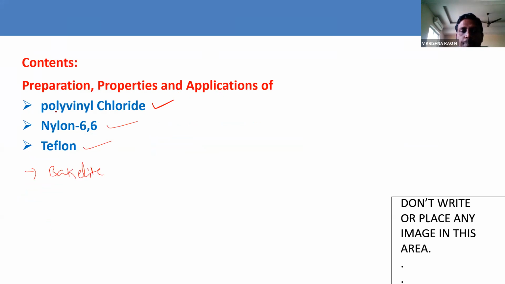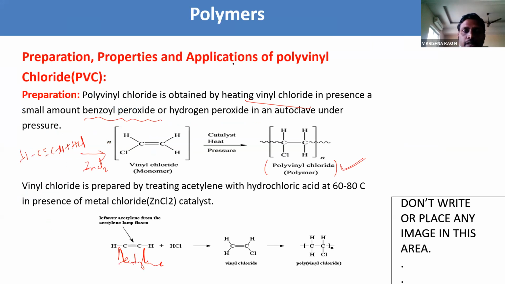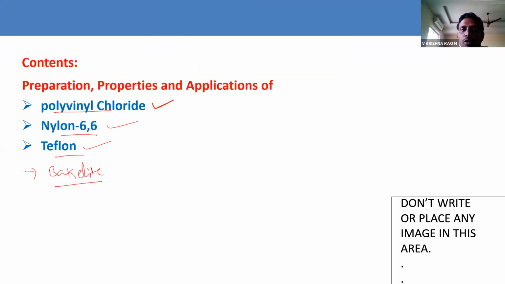We need to discuss PVC, polyvinyl chloride, nylon 66, Teflon, and bakelite. First, the preparation, properties, and applications of polyvinyl chloride, PVC. How are we going to prepare this polymer? We have the preparation, properties, and applications of PVC, nylon 66, bakelite, and Teflon.